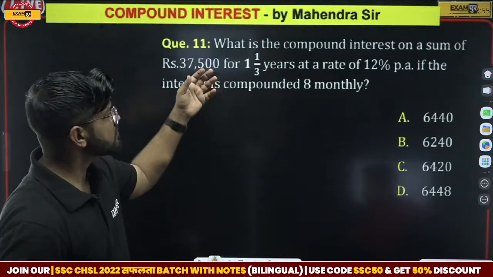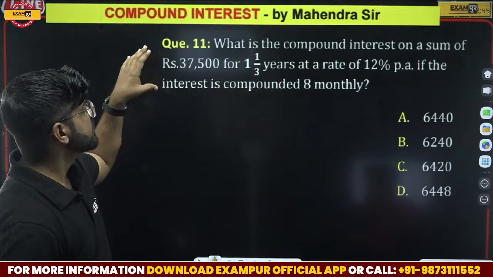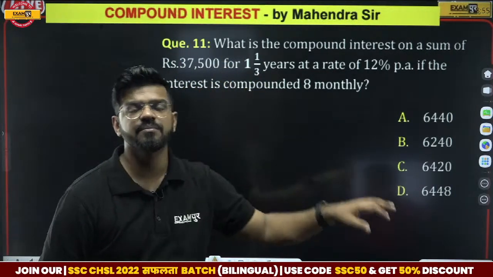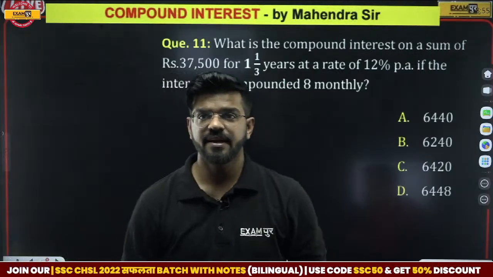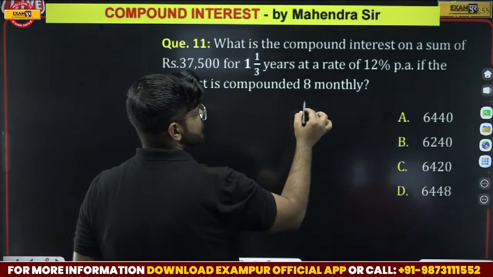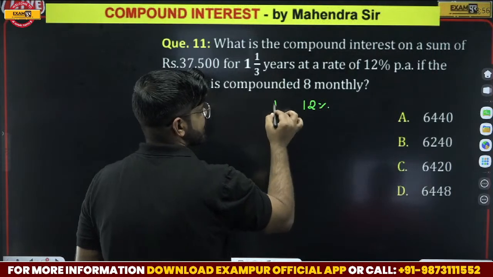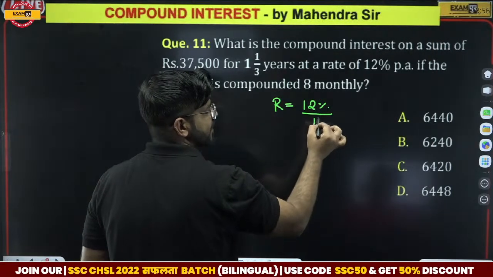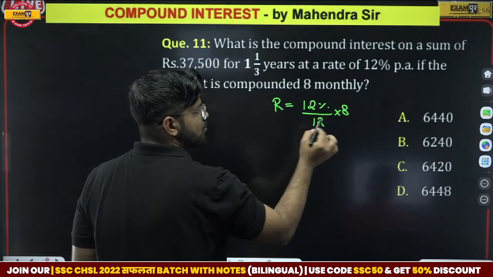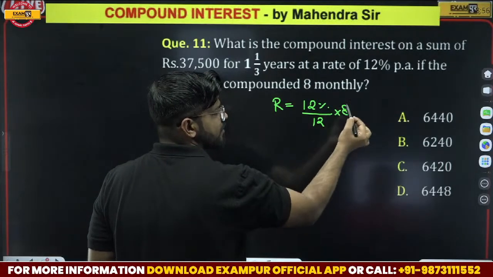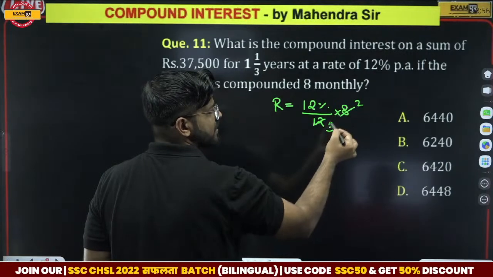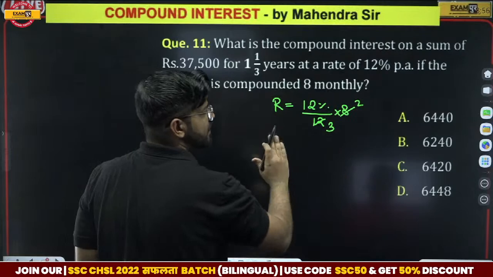Now we have, what is the compound interest on a sum of 35,000 for 1 by 3 at the rate of 12% if the interest is compounded 8 monthly. Yes, 8 monthly. Now you have to calculate 8 monthly interest, okay? How do we calculate 8 monthly interest? So it is 12%, okay? Rate of interest 12%, divide by 12 for monthly, and for 8 monthly multiplied by 8. Now in the rate of interest you have multiplied 2 by 3.